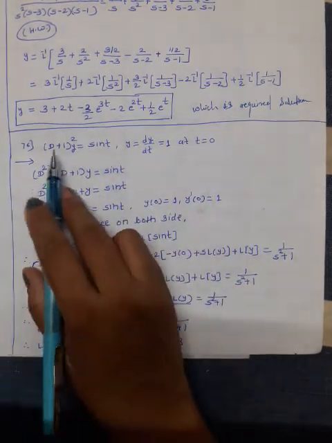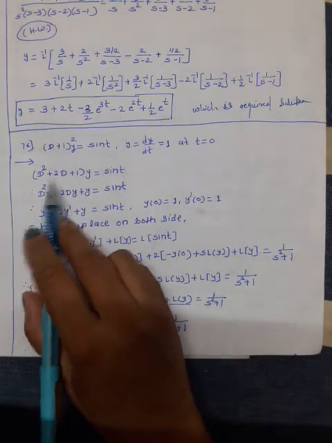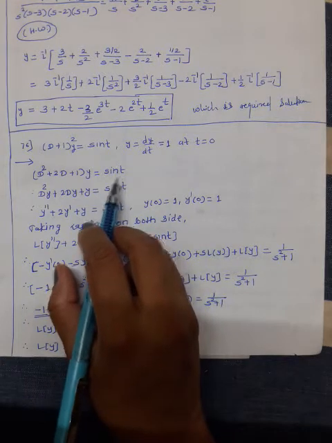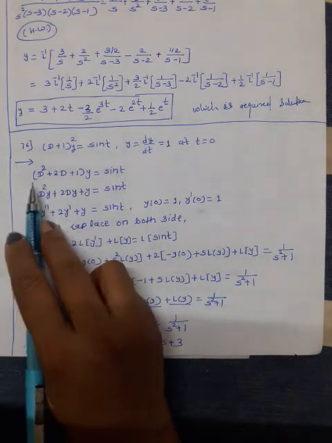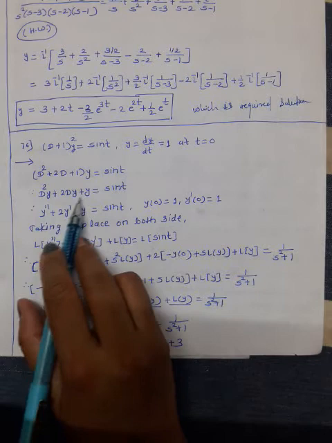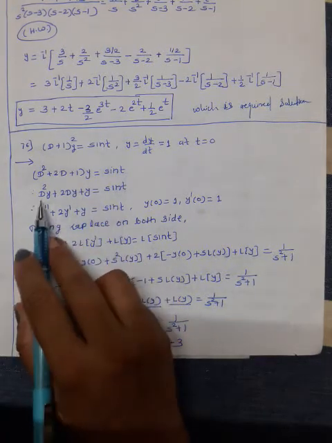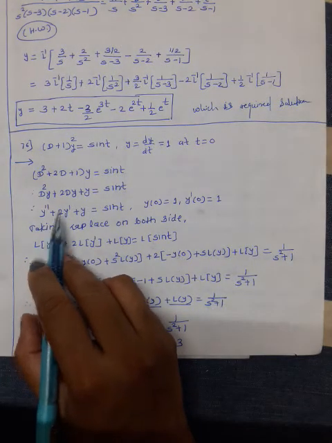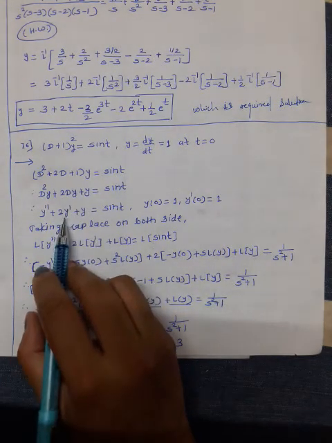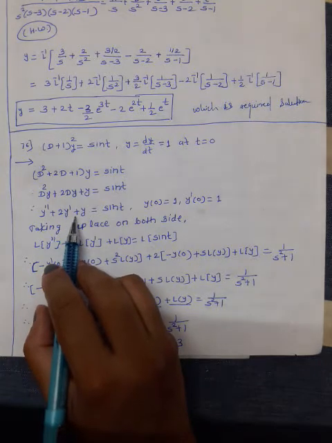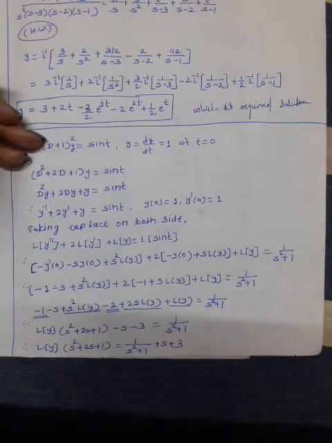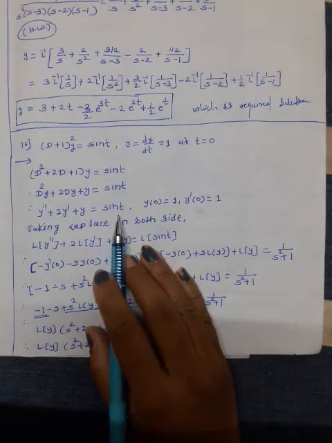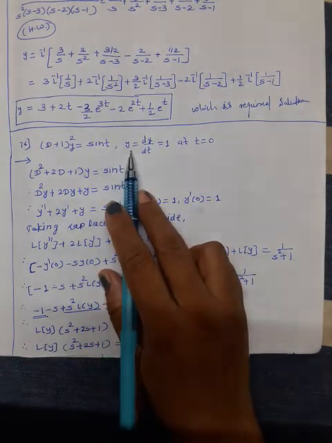Let us start with (D plus 1) bracket square, means expand this square, a square plus 2ab plus b square, into y is equal to sin t. Now D square, take y inside, we get D square y plus 2Dy plus y is equal to sin t. What do you mean by D square y? Double derivative of y, means y double dash, plus 2 as it is, D of y means derivative of y, single dash, plus y as it is, and the RHS is sin t as it is, and these are the initial conditions.